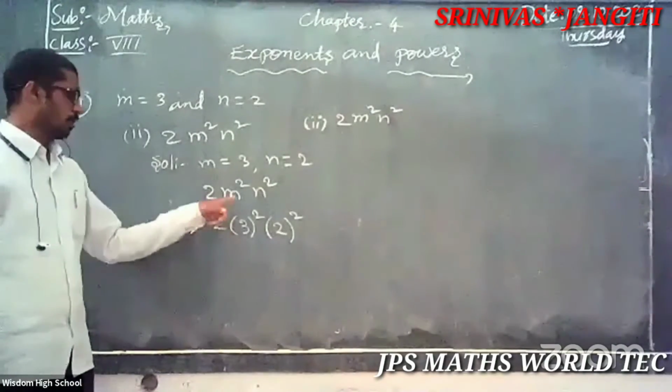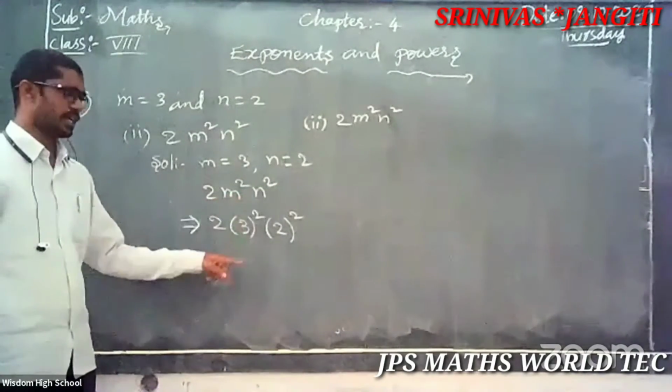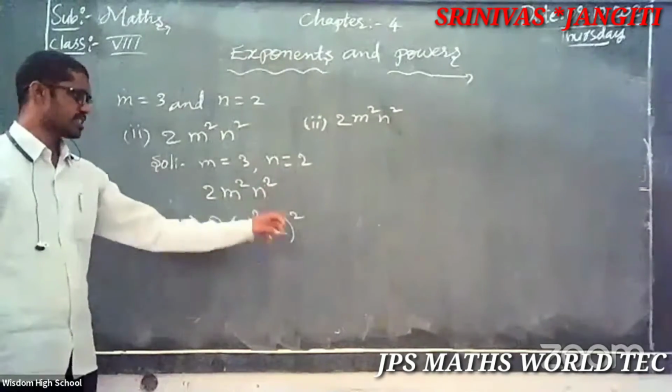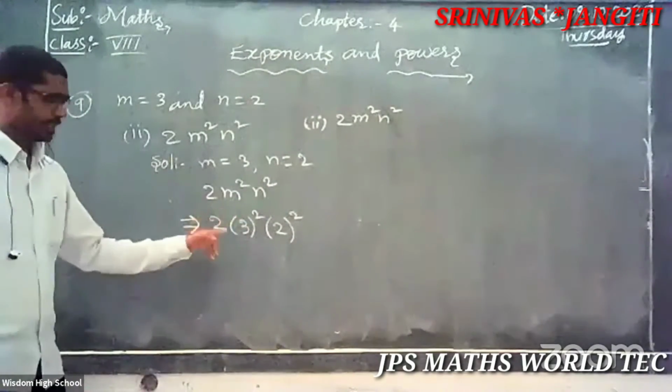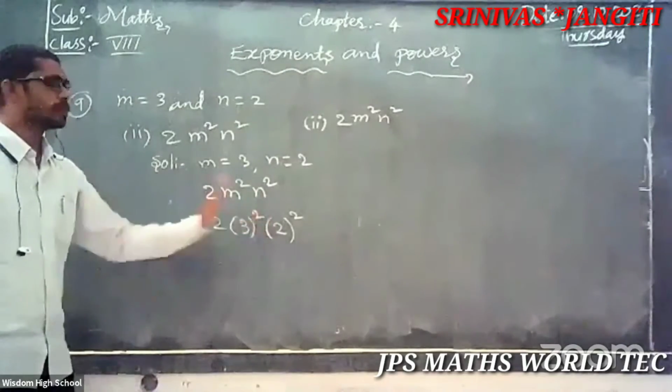Simple. 2. Okay. What is m? 3. That's why 3 squared. And what is n? 2. That's why here squared. So 2 times 3 squared times 2 squared.